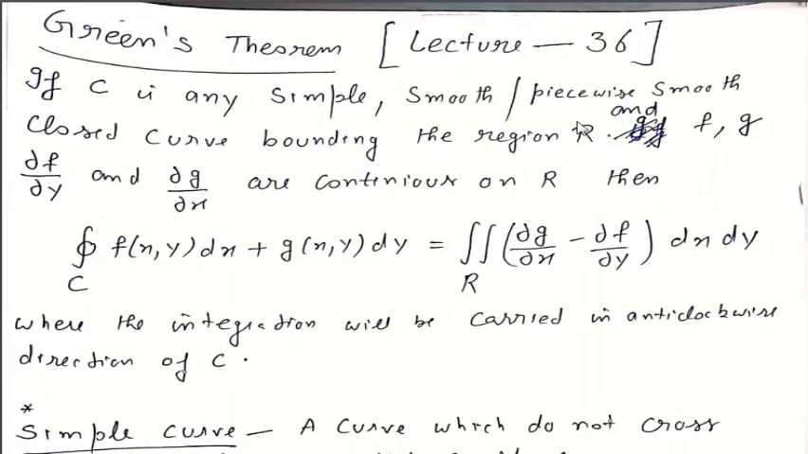and inside that region R, the function f, the function g and their first order partial derivatives are continuous, then the line integral over the closed curve C of f dx plus g dy will be equal to the surface integral of ∂g/∂x minus ∂f/∂y dx dy, where the integration will be carried in the anticlockwise direction of the curve C.